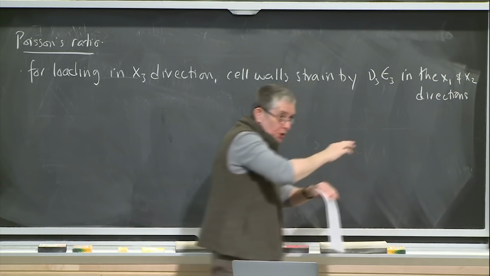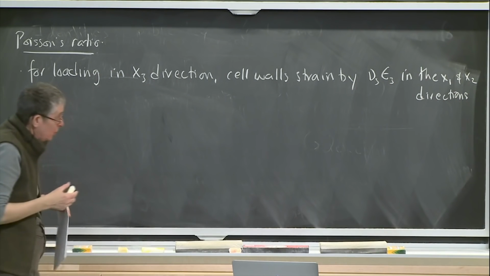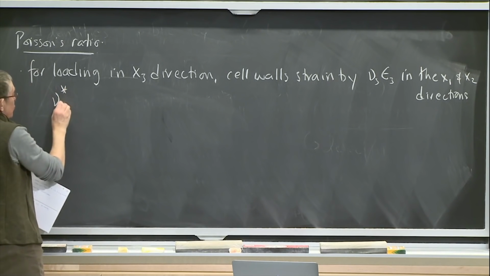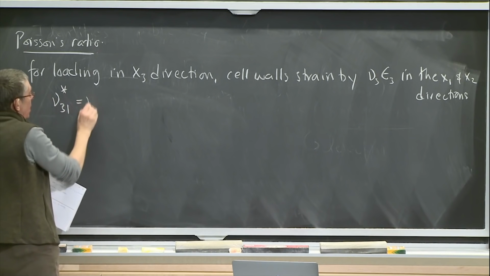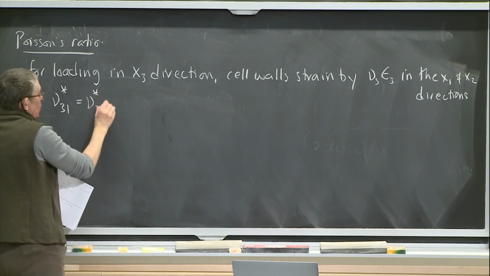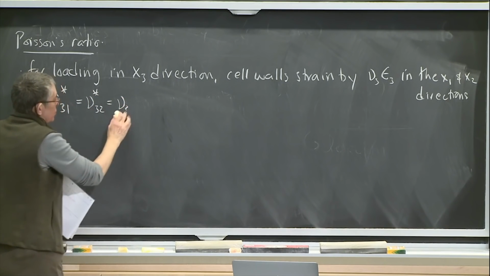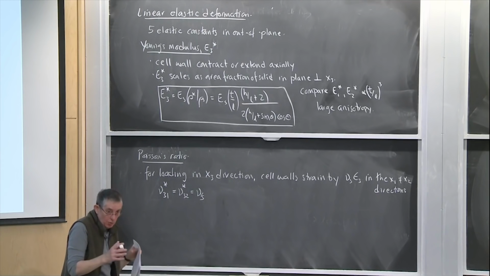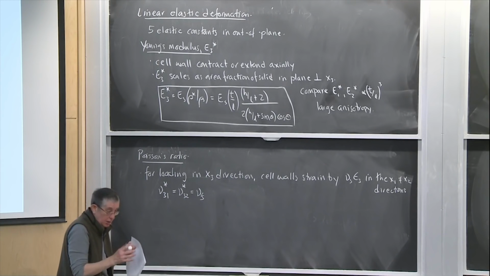So if we load it in the x3 direction and everything contracts by that much in the other 2 directions, that just means that the Poisson's ratios nu 3,1 and nu 3,2 are going to be the same, and they're just going to be equal to the Poisson's ratio of the solid. So if each wall is going to contract by that amount, the whole thing's going to contract by that amount, and that's going to give you that Poisson's ratio.